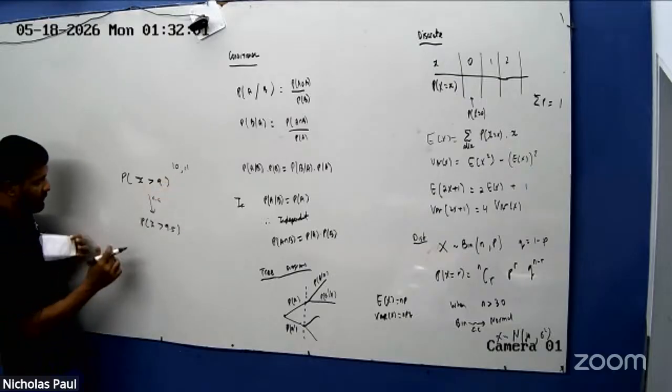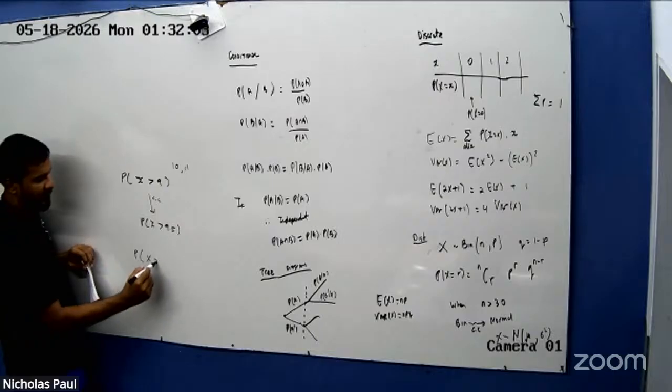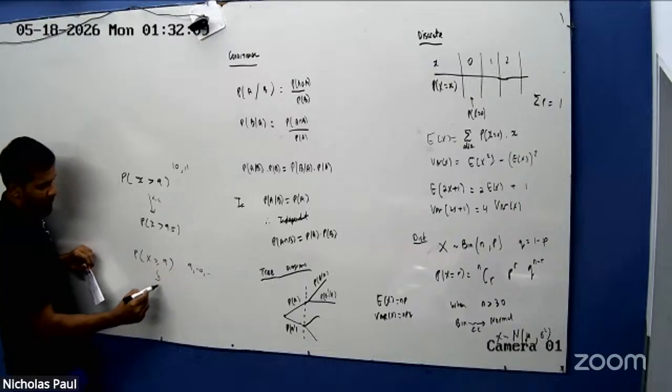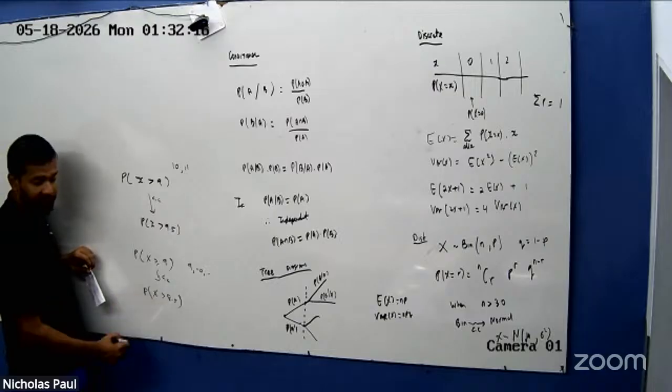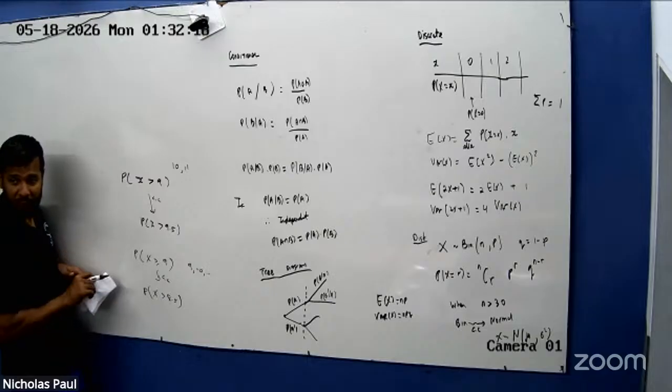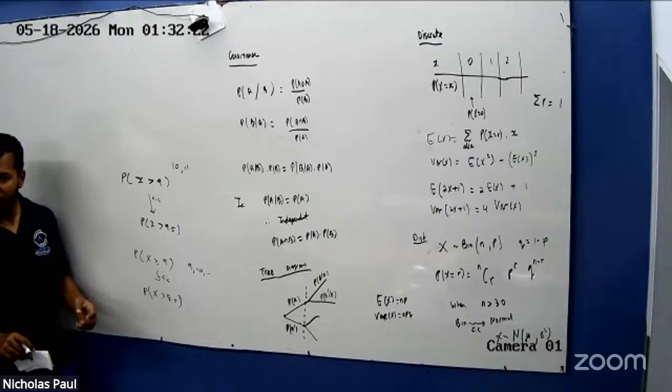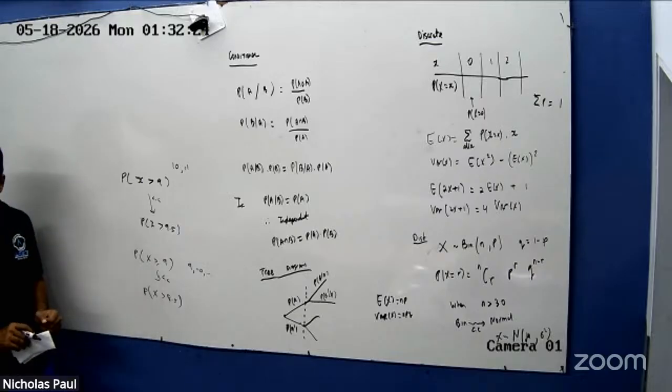But if I included 9, then your first value will be 9 and so on. So when you apply continuity correction, this one here will be greater than 8.5. Including the equal sign and not including don't really change much. Remember integrals, it doesn't really change much.